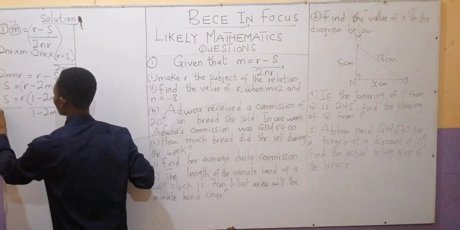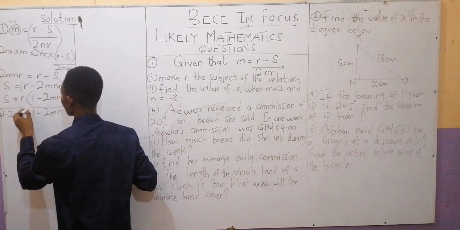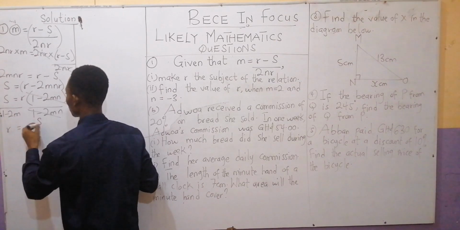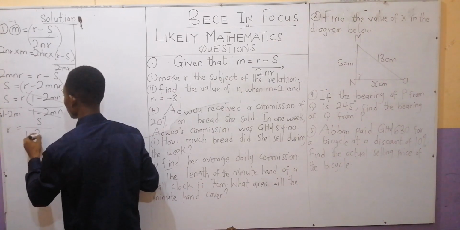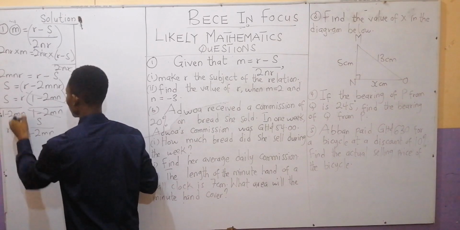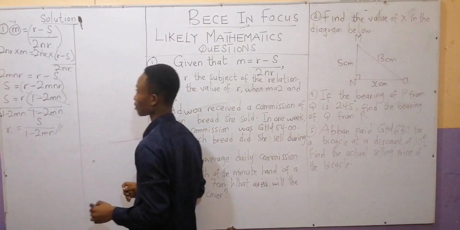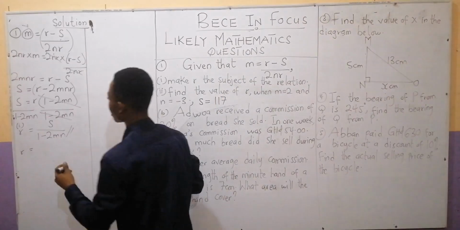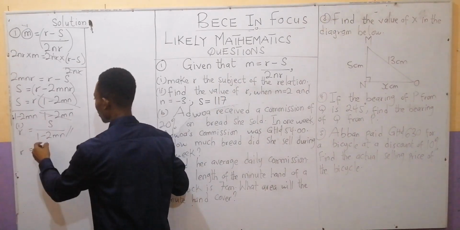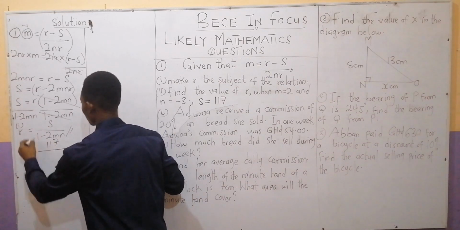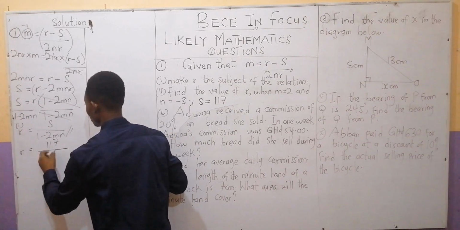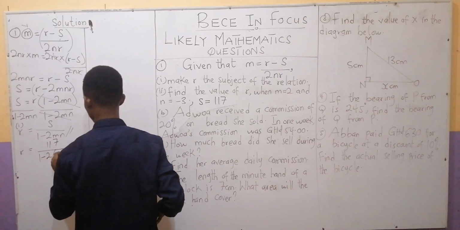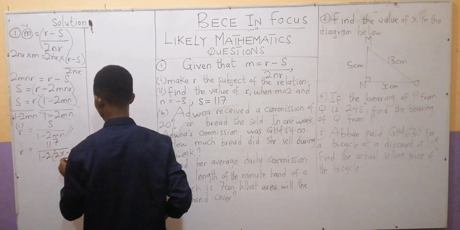Whatever we do to the right, we do the same to the left. So this will cross out that. So r will be equal to s over 1 minus 2mn, and this is our final answer for i. Then s is 117, we didn't indicate that. So 117 all over 1 minus 2 multiplied by m, m is given by 2 and n is given by negative 3.